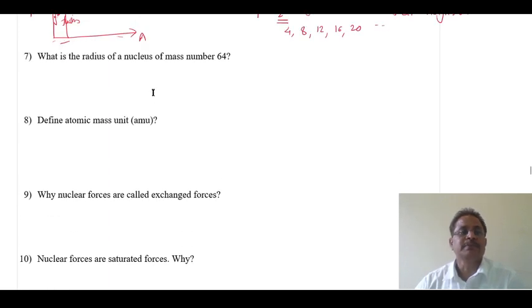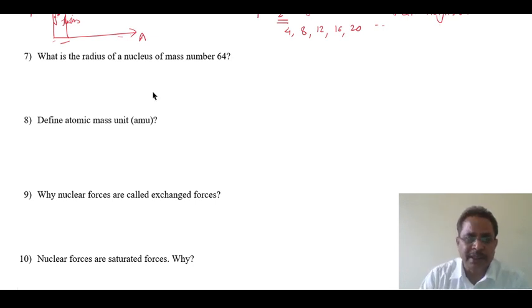Then question 7: what is the radius of nucleus of mass number 64? It's very simple. Again you have to use R is equal to R0 times A raised to 1 by 3. As we know, R0 is 1.5 Fermi, into A is 64, raised to 1 by 3.